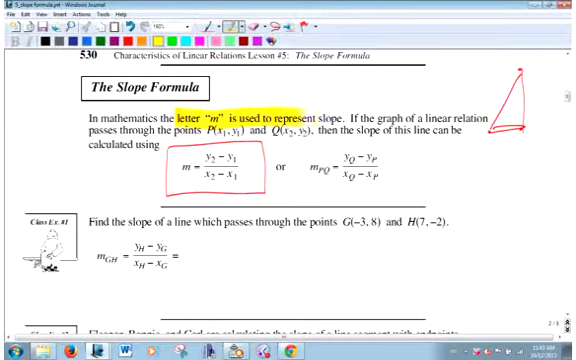The letter M is used to represent slope. Don't ask me why. I guess M in Greek means line, steepness, I don't know. I didn't come up with it. That's what we've got to use.